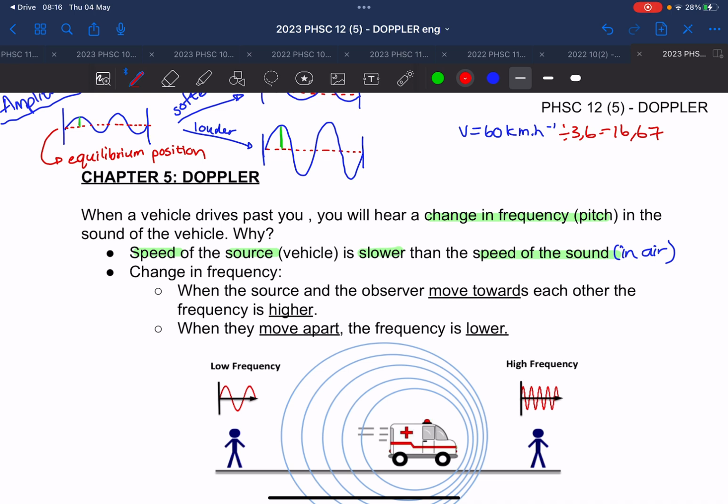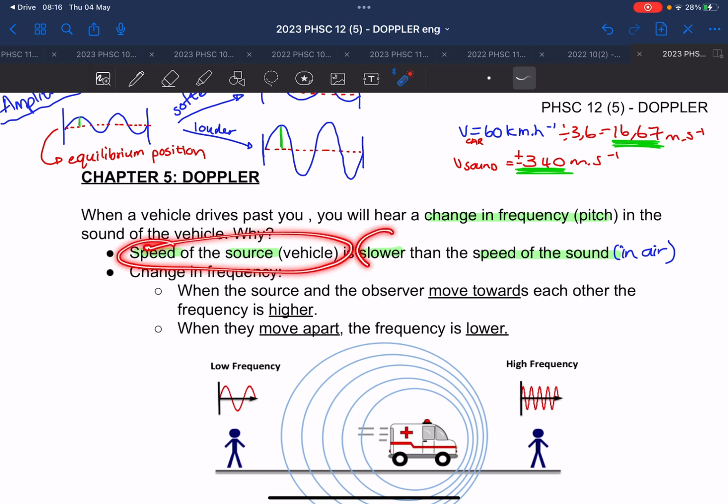That is the speed of the car. The speed of sound in air, we said, is normally plus minus 340 meters per second. So can you see that the speed of sound is much faster than the speed of the car? So there's a difference in the speed. They say there, the speed of the source, the speed of the car, is slower than the speed of sound in air for that day.